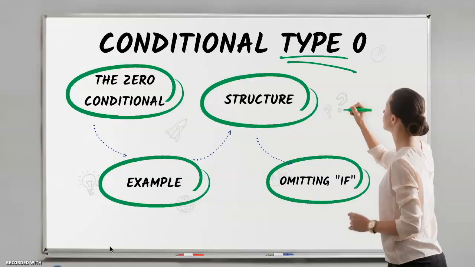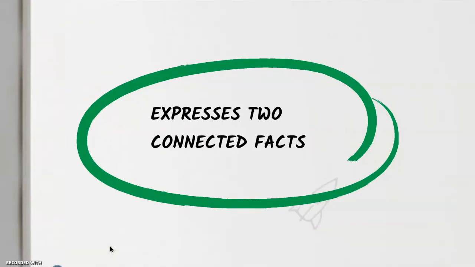Hello everyone, here is a quick guide to the conditional type 0. Now, the 0 conditional expresses two connected facts.